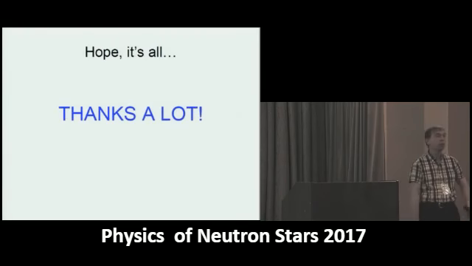So I hope this is all in understanding how neutron stars and pulsars brake. So thanks a lot.